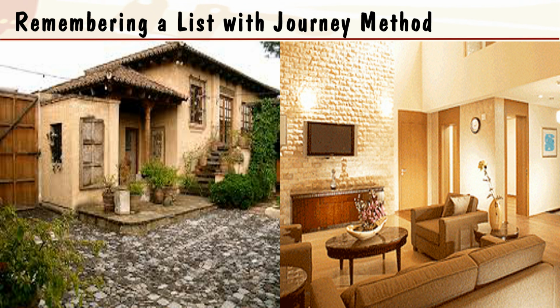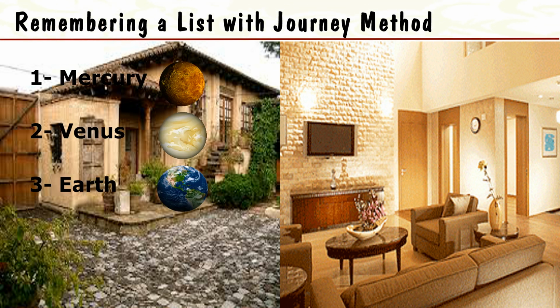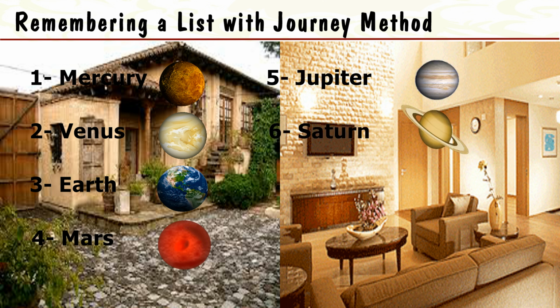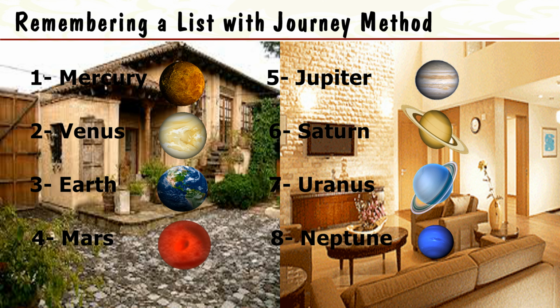Let us try to remember the list of planets in their exact order of place from Sun to outer space. As we all know, the modern list contains 8 planets, which are Mercury, Venus, Earth, Mars, Jupiter, Saturn, Uranus and Neptune. We'll now choose points of association where these items can be connected and then stored in our memory.